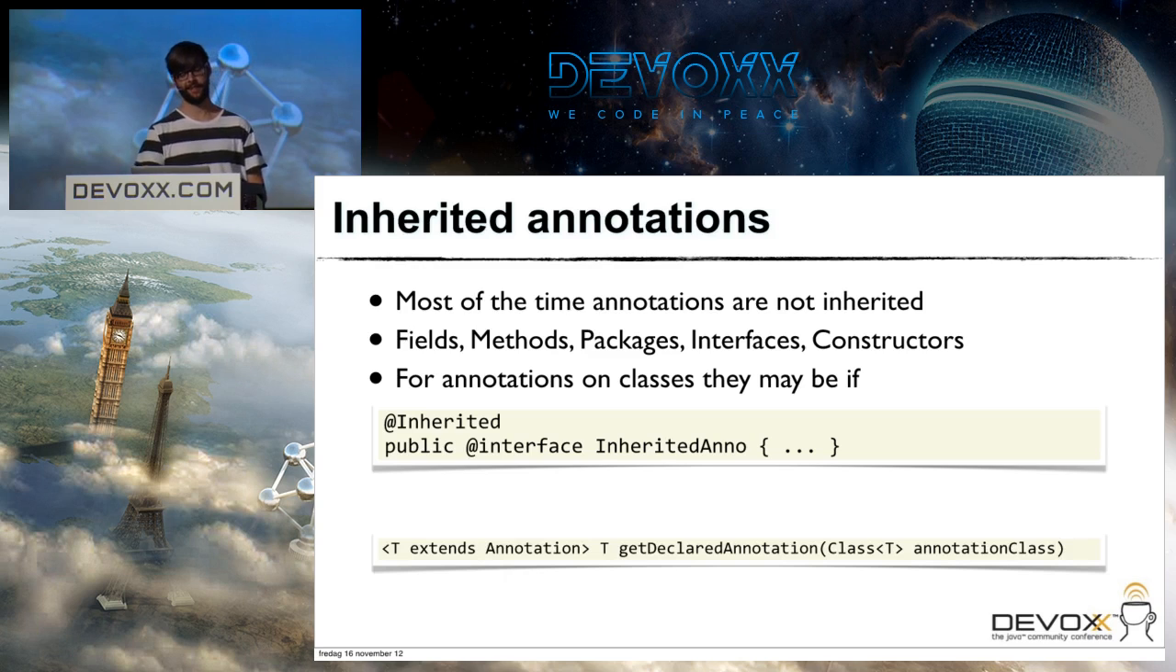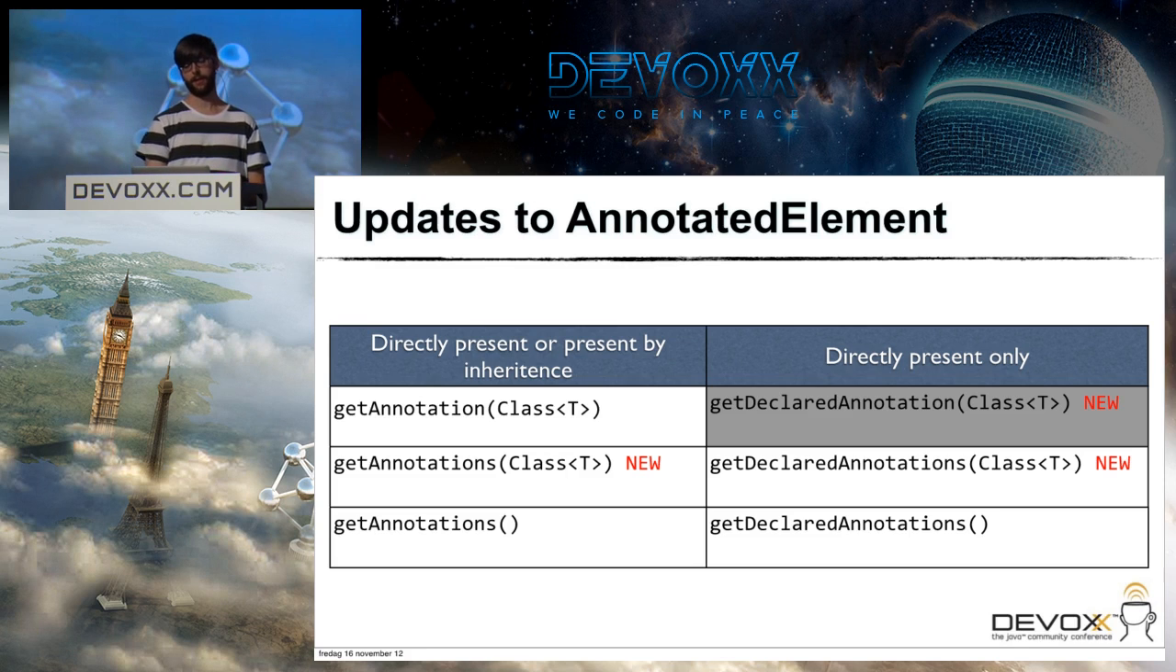There are a lot of annotations in here. So what we do is add getDeclaredAnnotation, which allows you to ignore inherited annotations when you want to look at a specific annotation. Looking at this matrix, this wasn't available previously, and it seems more like an omission than anything we wouldn't want to do.